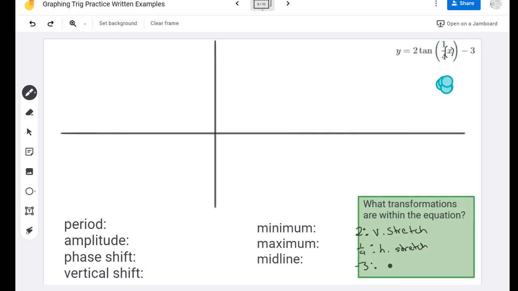I'm going to say down 3. Okay, so let's think about how to tick mark our x-axis, because that's what really determines where our anchor points go, right? On a normal tangent function, it goes between negative pi over 2 and pi over 2. If we have our vertical stretch, that means our anchor points on the outside are going to go to 2 and negative 2.